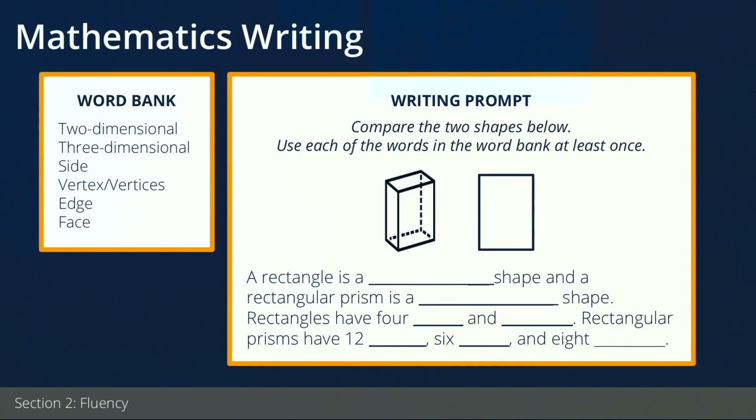And then you also could engage students in math writing. Here maybe we have a word bank there and then a writing prompt. And so then students have to compare these two shapes. So they might say a rectangle is a two-dimensional shape and a rectangular prism is a three-dimensional shape. Rectangles have four sides and 4 vertices. Rectangular prisms have 12 what? Well, they have 12 edges, 6 faces, and 8 vertices.